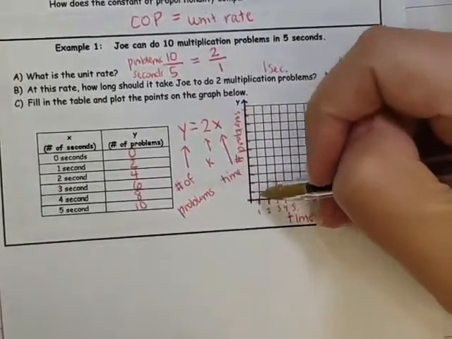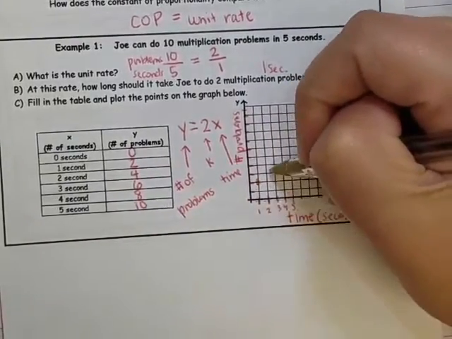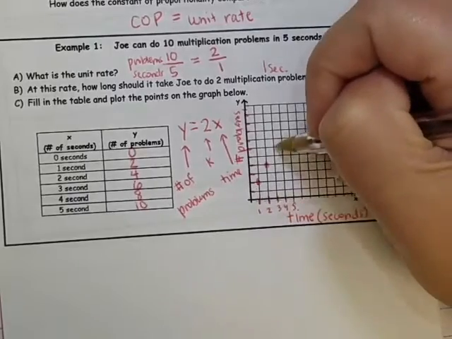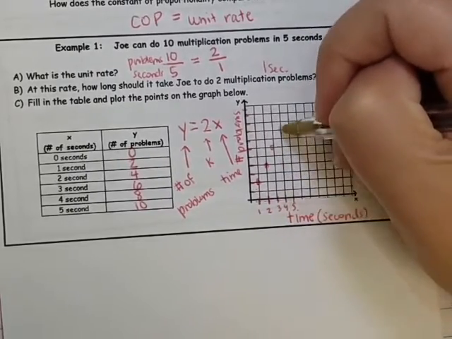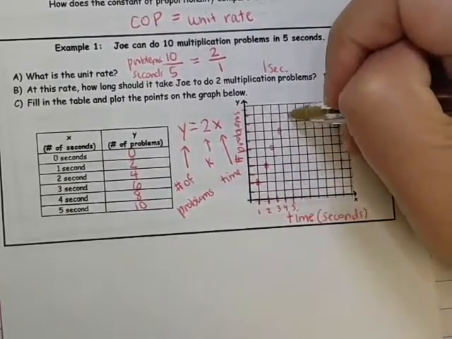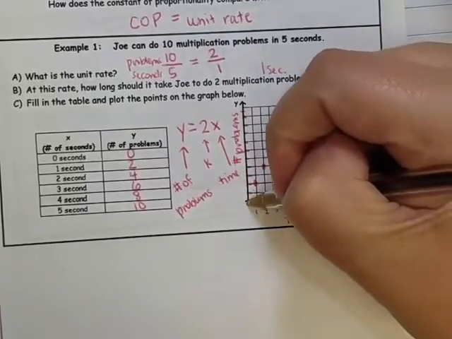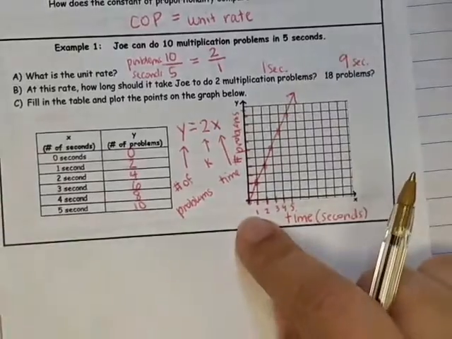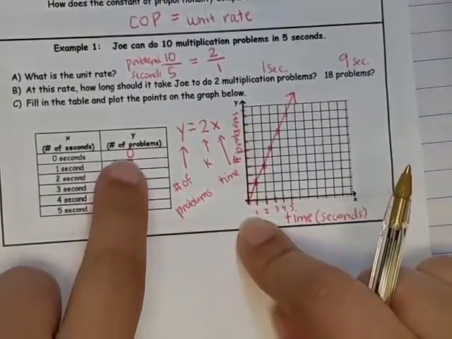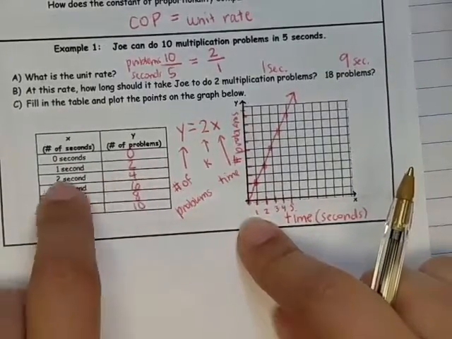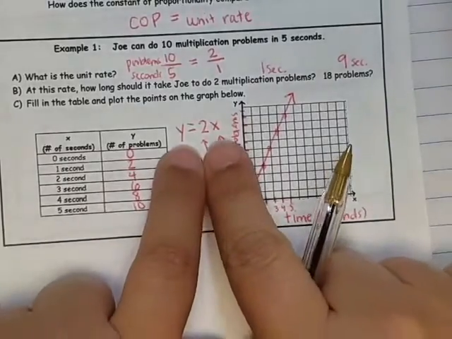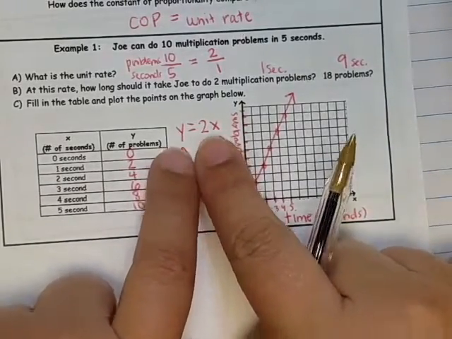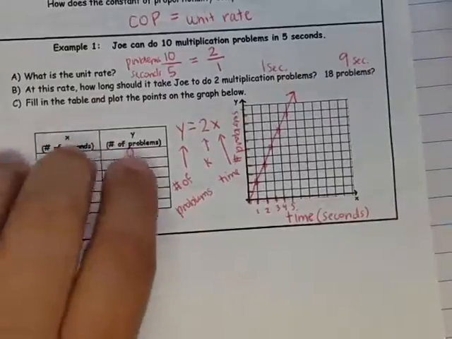So at 1 second, I can do 2. At 2 seconds, I can do 4. At 3 seconds, I can do 6. At 4 seconds, I can do 8. At 5 seconds, I can do 10. And at 0, I could do 0. So it does go through the origin. It has the same constant of proportionality every single time. And then my equation is in the form of y equals kx. So there's example 1.